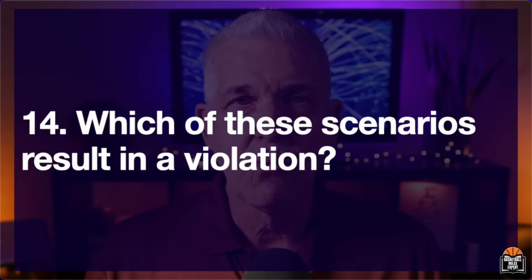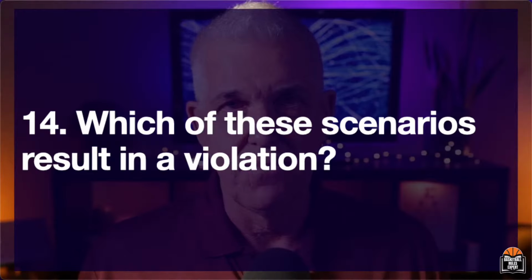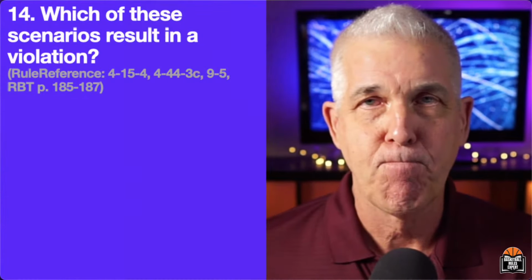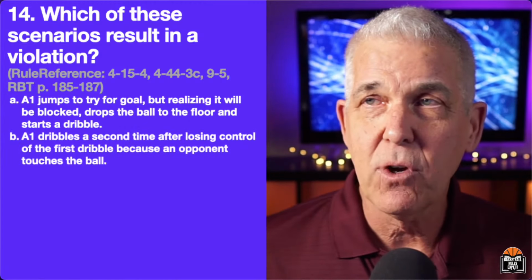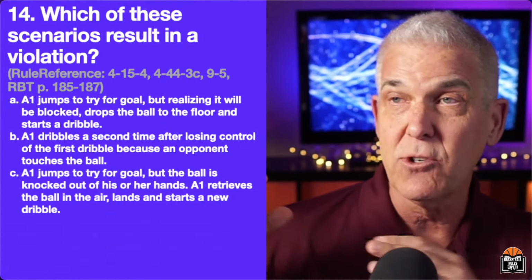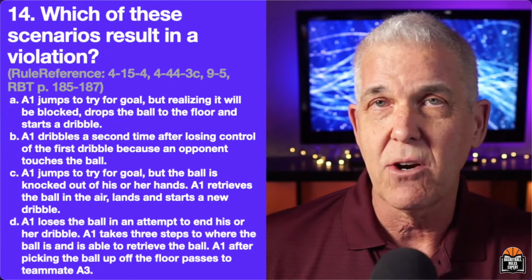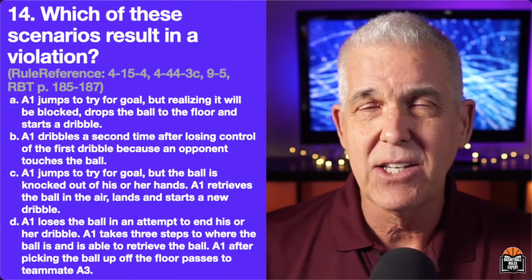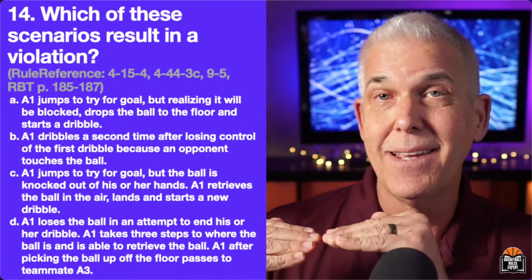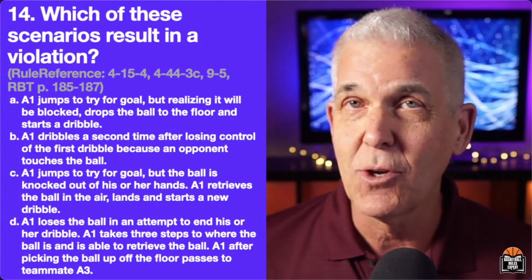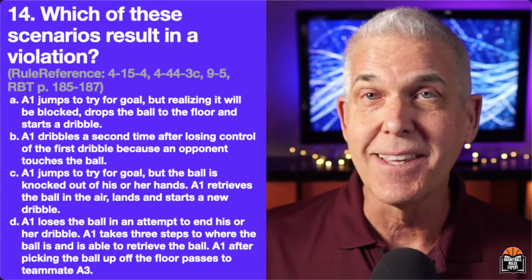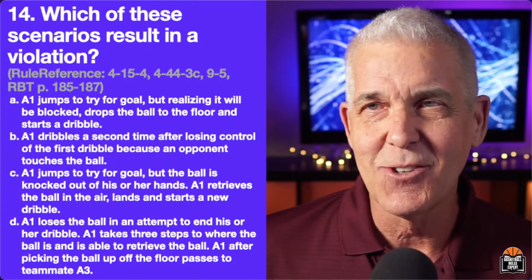Which of these scenarios result in a violation? Okay, a lot of words. Here we go. A1 jumps to try for a goal, but realizing it will be blocked, drops the ball to the floor and starts a dribble. Is that a violation? Can a player lift their pivot foot and begin a dribble? I don't think so. So I'm feeling good that that's our answer. Let's take a look at the others, though.